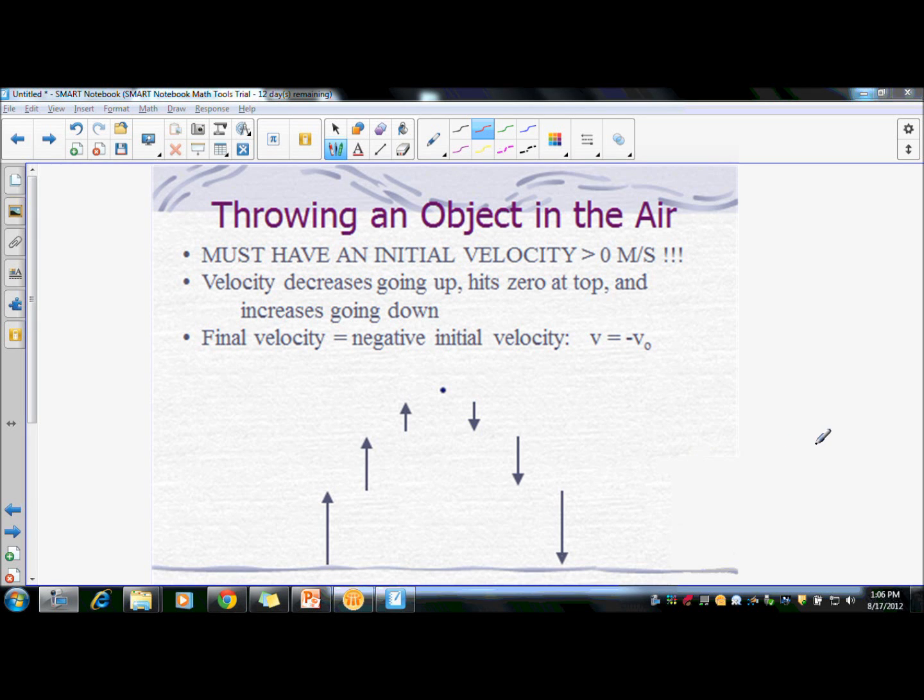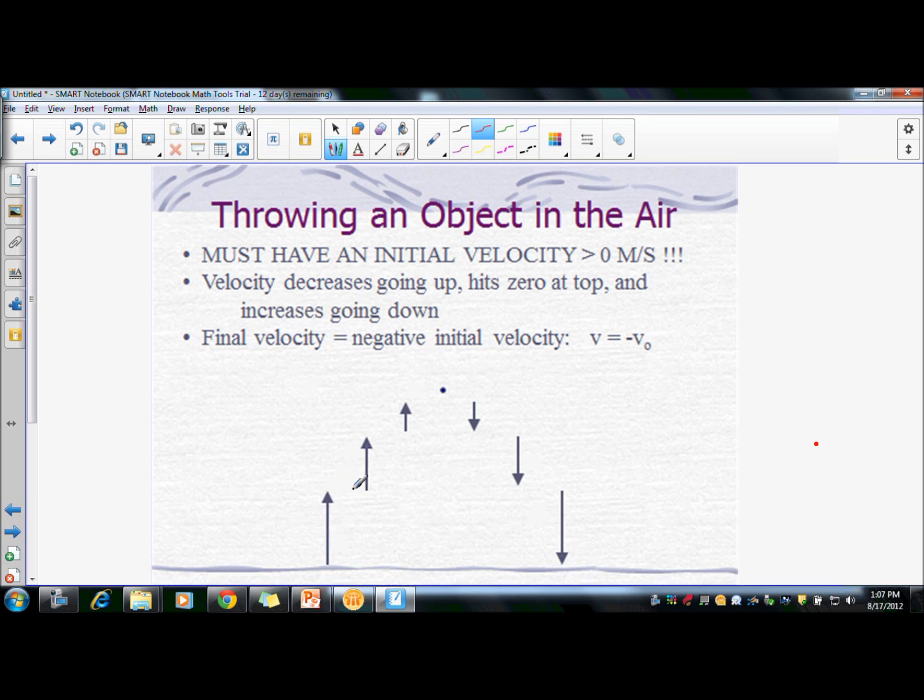So now we're going to talk about throwing an object in the air. This is still considered free fall because the only thing affecting it is gravity. But since we're throwing it up in the air, it must have an initial velocity that's greater than 0. If it's 0, it's just going to fall straight down. Gravity can't pull it up. So it must have an initial velocity so it can then be pulled back down in this nice parabolic shape, like a parabola.